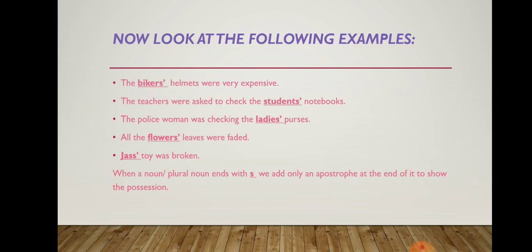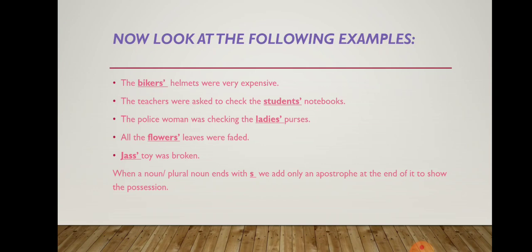Now look at the following examples. The bikers' helmets were very expensive. The teachers were asked to check the students' notebooks. The policewoman was checking the ladies' purses. All the flowers' leaves were faded. Jaz's toy was broken. Now what we have noticed here is that these nouns are already ending with S. The earlier nouns were not ending with S. The last letter was not S, so we have used apostrophe S there to show the possession.